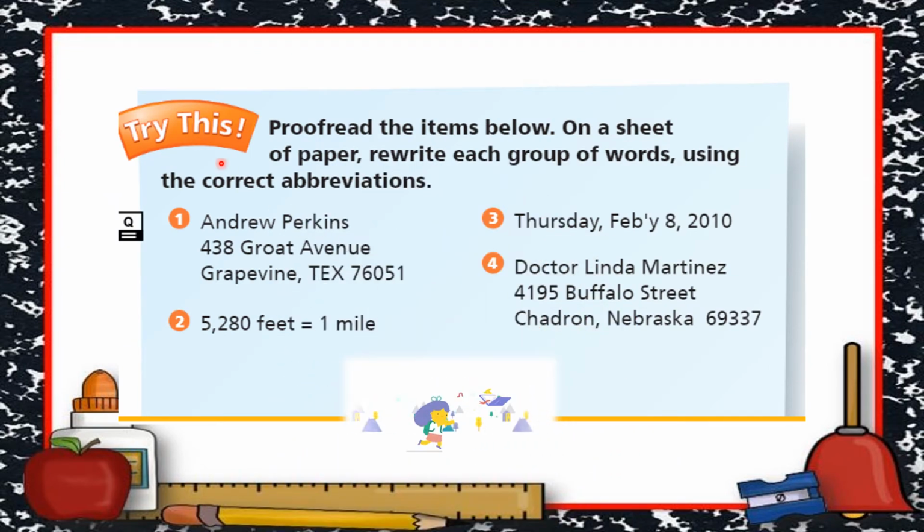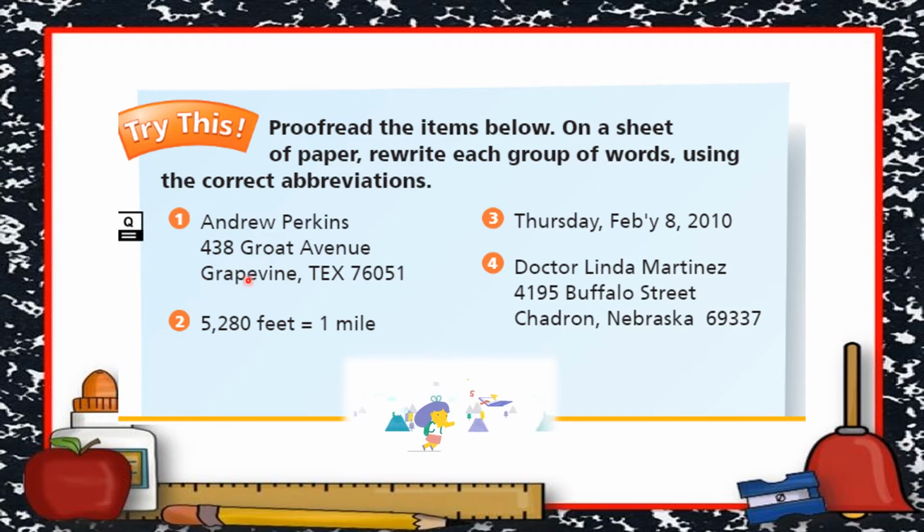So let's have some practice. Proofread the items below on a sheet of paper or in your English copybook. Rewrite each group of words using the correct abbreviations. So the first one is Andrew Perkins, 438 Rhodes Avenue, Grapevine, Texas, 76051. So let's say that you're addressing a mail.